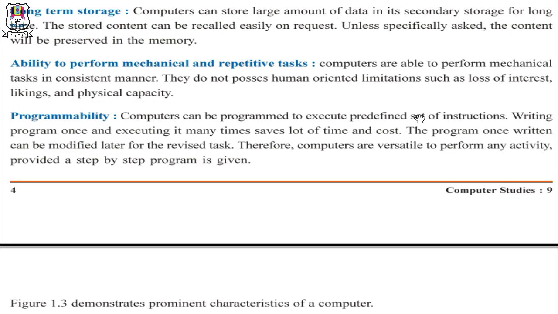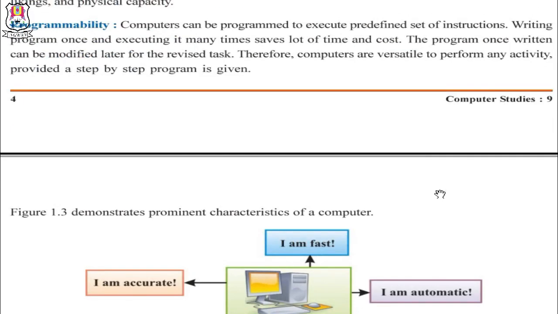Programmability. Computers can be programmed to execute a predefined set of instructions. Writing programs once and executing them many times saves lots of time and cost. The program once written can be modified later for a revised task. Therefore, computers are versatile to perform any activity provided a step-by-step program is given.